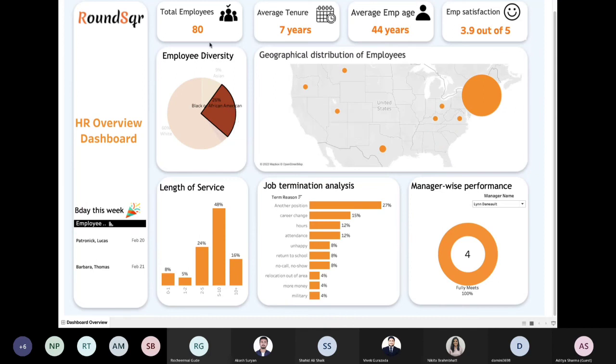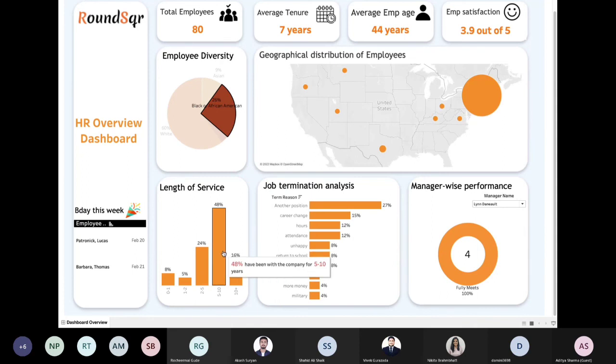So again, you see the visualization changing, showing the job termination reason analysis and the manager-wise performance of those black employees. As we can see, most of them are coming from Massachusetts, 68 or 85% of it, and the rest from a few states, say Ohio, Kentucky, etc.